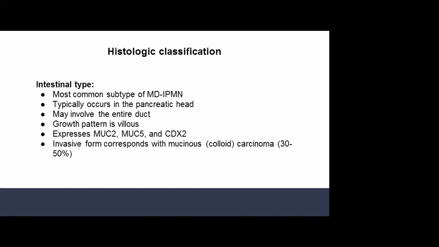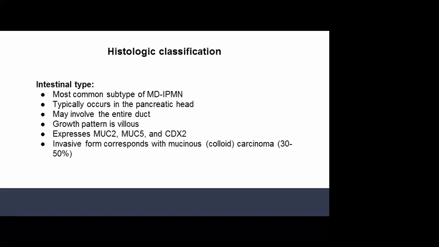Coming to histological classification, there are four histological types. One is intestinal, the other one is gastric, then pancreatobiliary, and the fourth and most recent one is oncocytic type. Coming to intestinal type, it is the most common subtype of main duct IPMN, and as I already mentioned in main duct IPMN, these lesions typically occur in the pancreatic head, more commonly in the pancreatic head region, and may involve the entire duct.